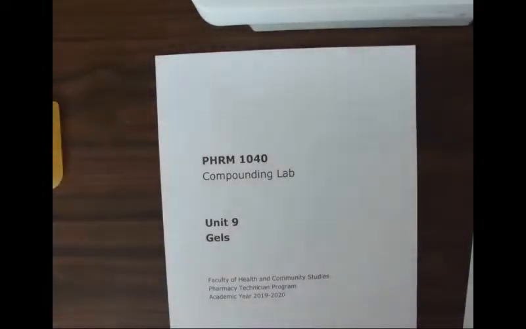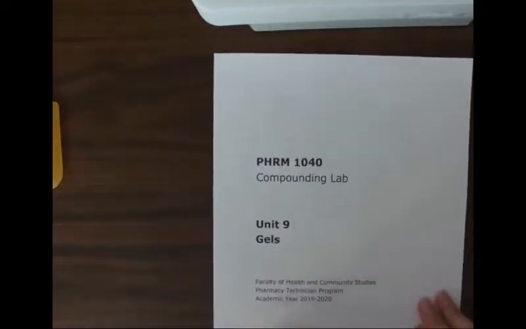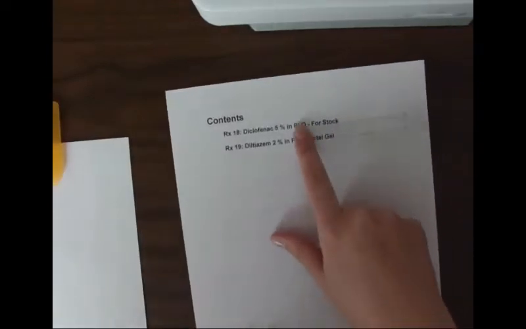It's gels. So we're going to have two different compounds. They're both in a PLO gel, which is a very common thing that we use to compound with. It basically makes it a transdermal gel, which means that the skin's going to absorb it. We have a Diclofenac 5% in PLO. We're going to be making that for stock. And then a diltiazem 2%, and that's going to be for rectal use.